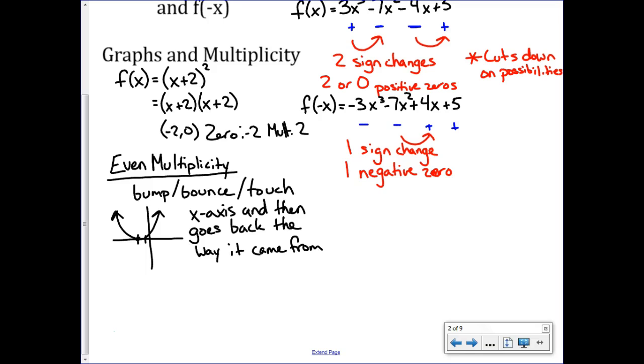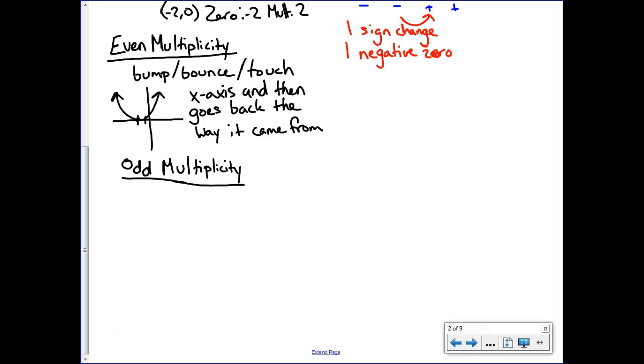However, if you have an odd multiplicity, it's going to do the opposite of that. With an odd multiplicity, so this could be a multiplicity of 1. When it occurs one time, it is going to cut or cross the x-axis.